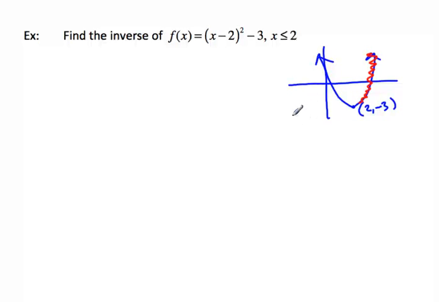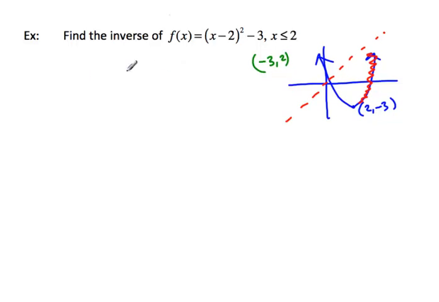That means when we reflect in the line y is equal to x, we're going to be wanting to keep the bottom half of that sideways parabola. Also, notice that if we know that the point (2, negative 3) is on the original parabola, then we also know that the point (negative 3, 2) is going to be on the inverse.